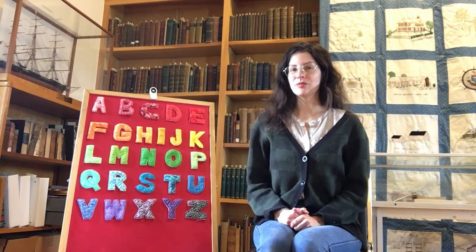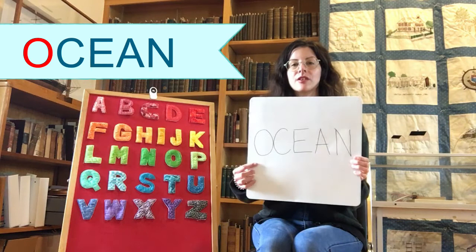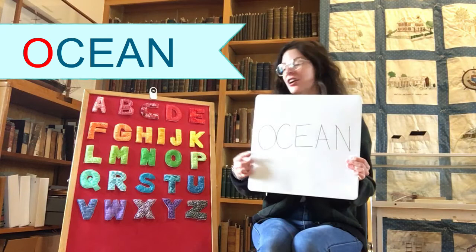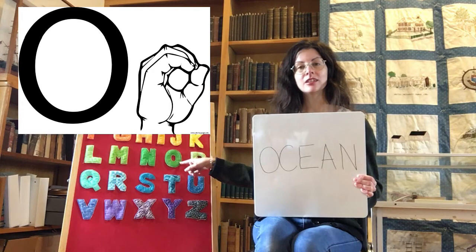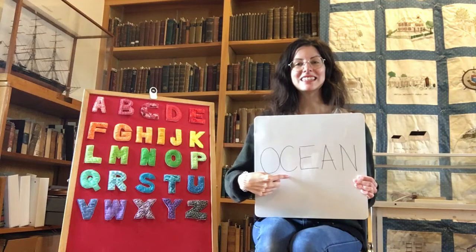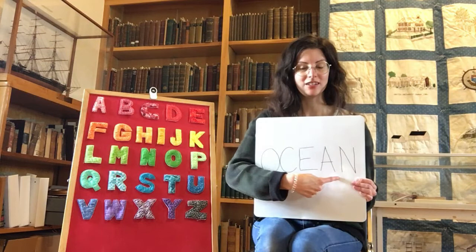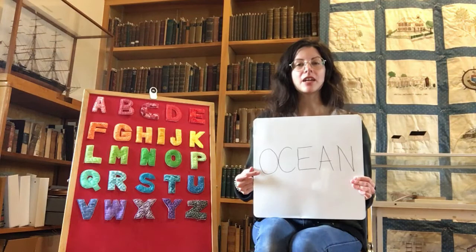What letter does ocean start with? Ocean. Yes, ocean starts with the letter O. O for ocean. O, C, E, A, N. Ocean, ocean, ocean. Good job.